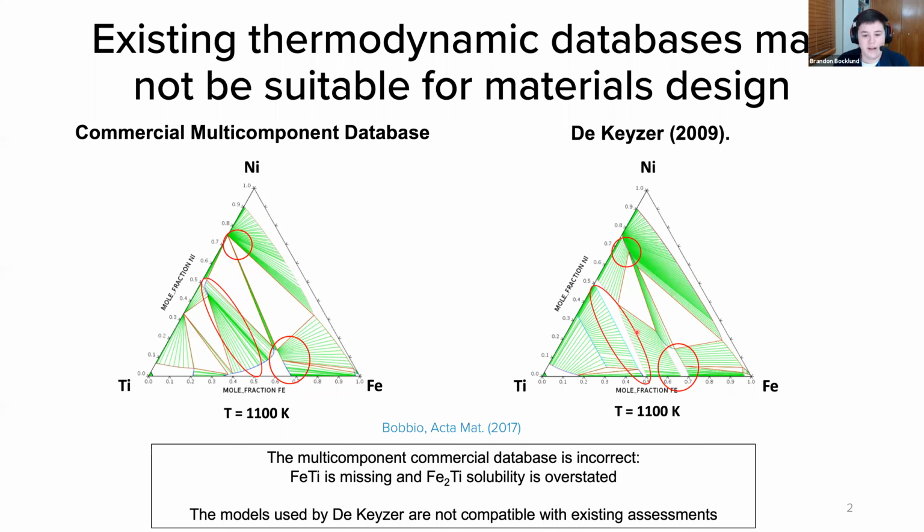The one on the right from the literature is assessed over the entire system. So if you're using the one on the left, you might not realize that in these areas where you have roughly equal amounts of iron, nickel, and titanium, the predictions you make using the commercial database would be incorrect. And unless you know the systems or know the literature very well, you might not realize that.